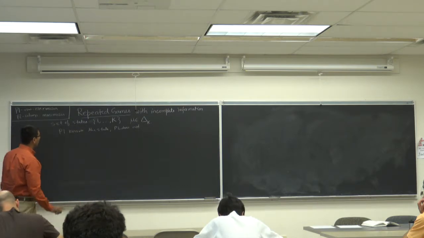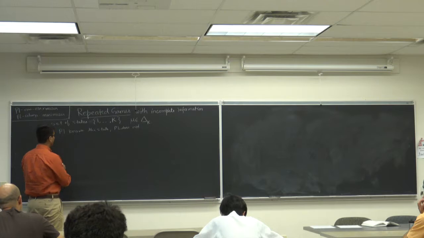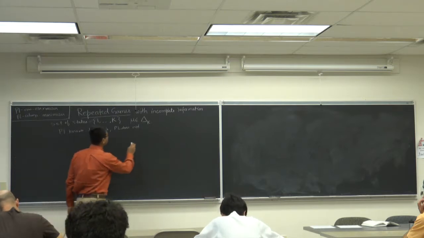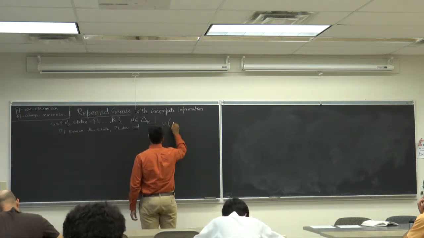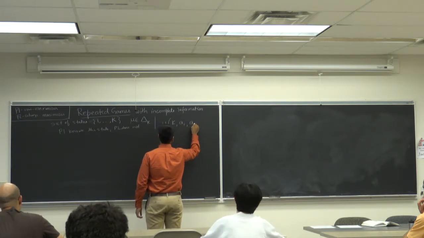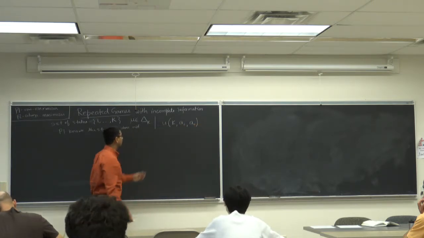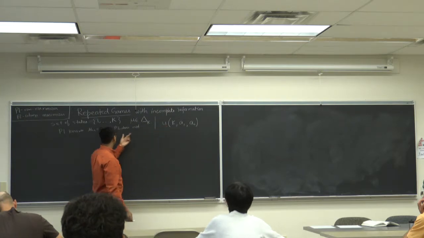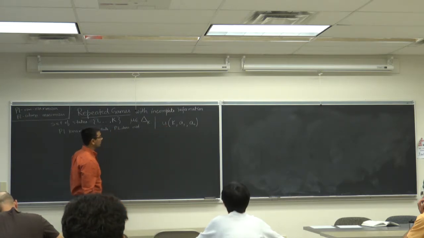Okay? And they are playing a game, and the cost function or the utility function U is a function of K, the action of the first player, and the action of the second player. This is the utility for player 1, so by definition, it's the cost for player 2.